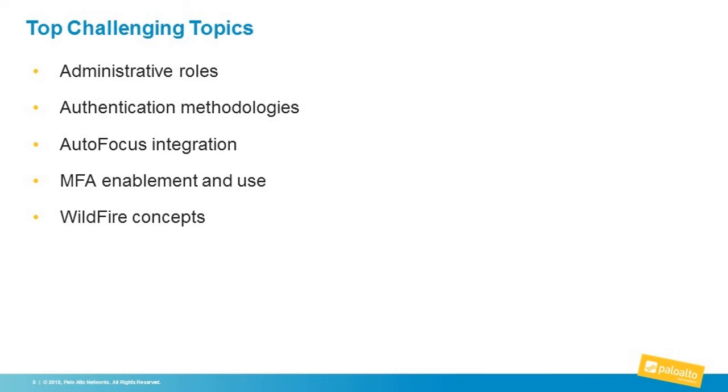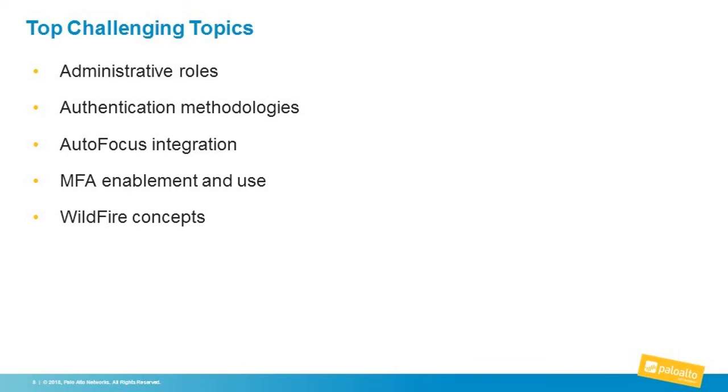Other areas that test takers struggle with include Wildfire concepts. So, what is Wildfire? What tells the firewall to actually forward traffic to Wildfire? Does Wildfire actually stop zero-day attacks, or is it more for just identification of those zero days, which then would in turn allow us to maybe reduce the response time of a firewall in its reactions to additional threats? So know what Wildfire does and does not do.